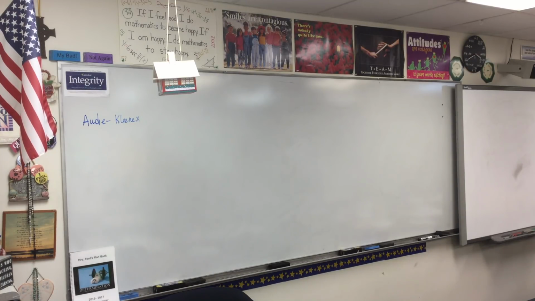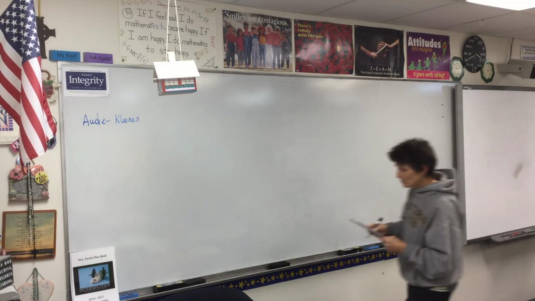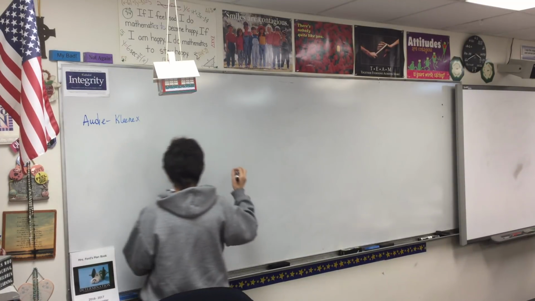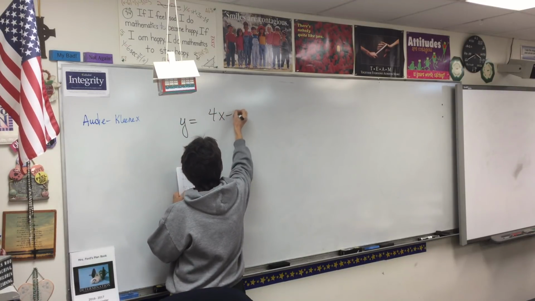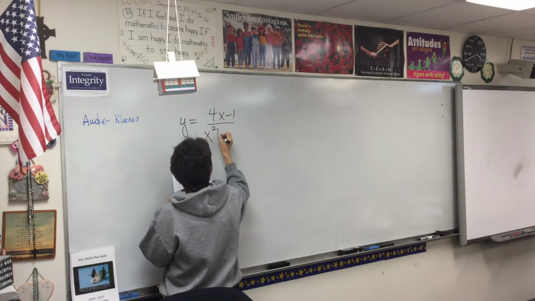All right, so number one, we're on review sheet 2 for our second semester exam, and we need to find all of the asymptotes of this guy.